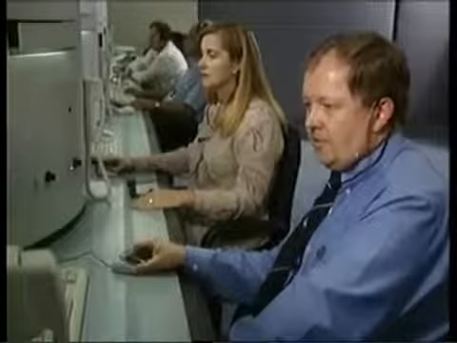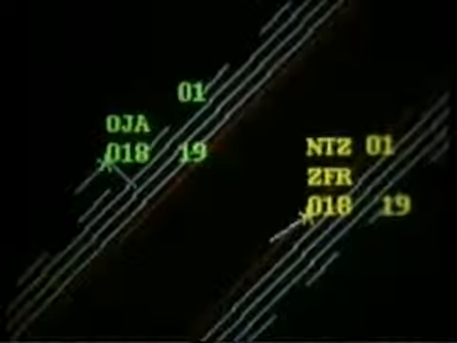Keep an eye on Zulu Foxtrot Romeo, he's going through the localizer. Zulu Foxtrot Romeo, radar indicates you are deviating right of the localizer course.